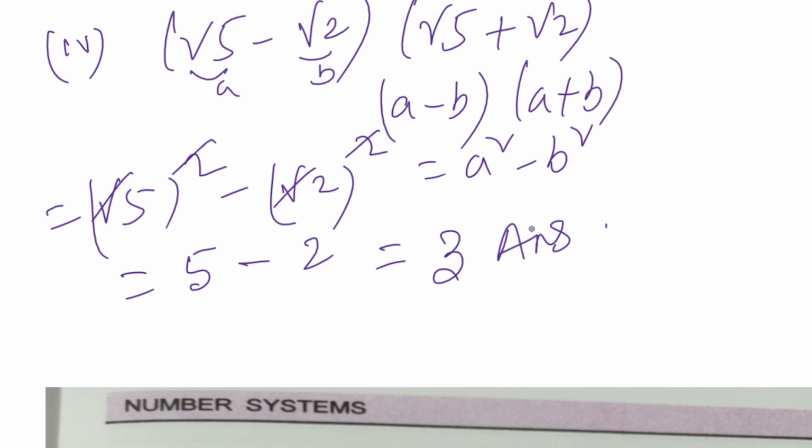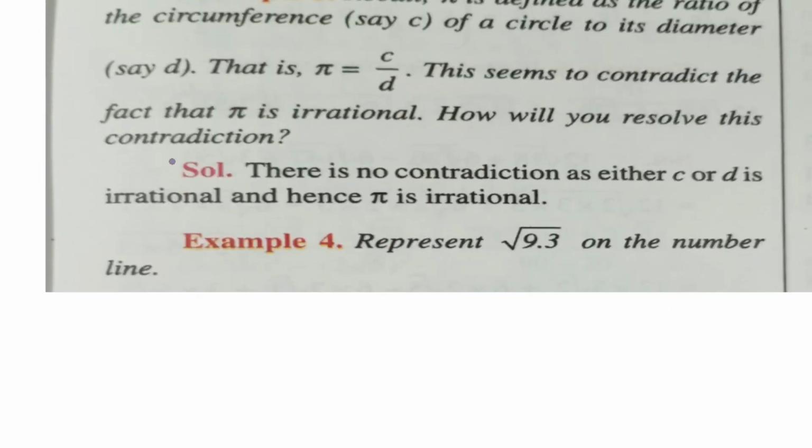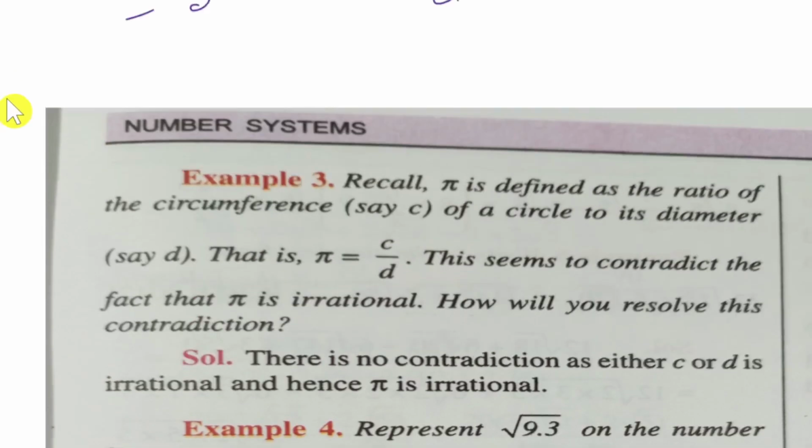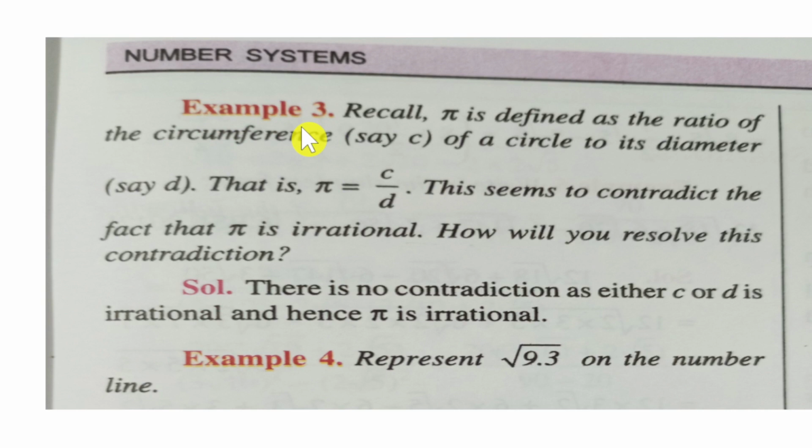Let's do example 3. Okay, let's do example 3. So this is my question. Recall pi is defined as the ratio of the circumference C of a circle to its diameter D. That is pi equals C by D.